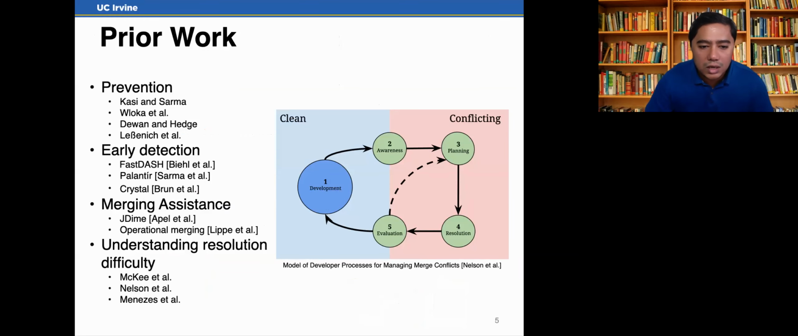Now, prior work has actually tried to investigate different effects of merge conflict and have tried to work on various aspects of it. On the right side, you can see a picture of the steps or the process that developers use for managing a merge conflict, which you can see has 5 different states. Now, prior work has looked into preventing merge conflicts and also have looked at early detection and helping with merging assistance. And also, researchers have looked into understanding the resolution difficulty, right? What makes a resolution difficult from a human's perspective.